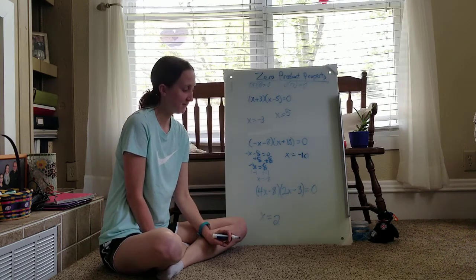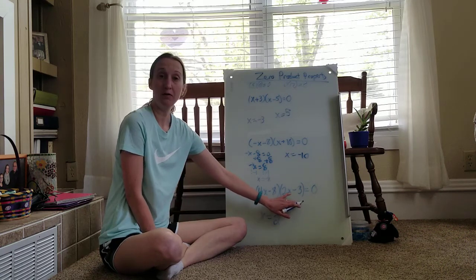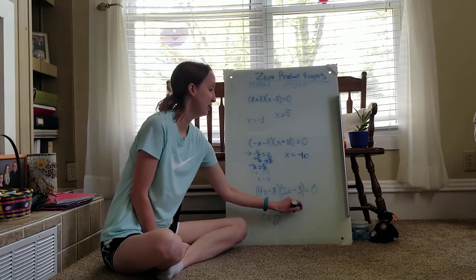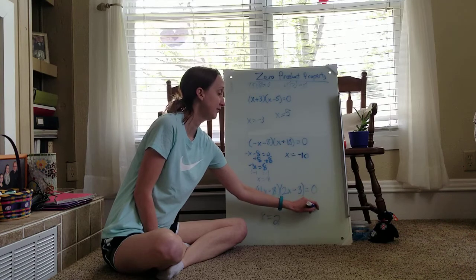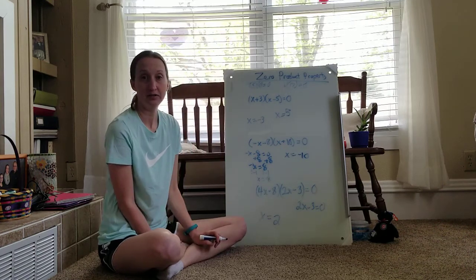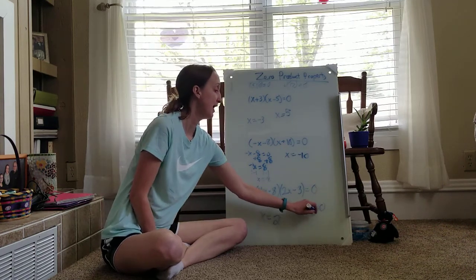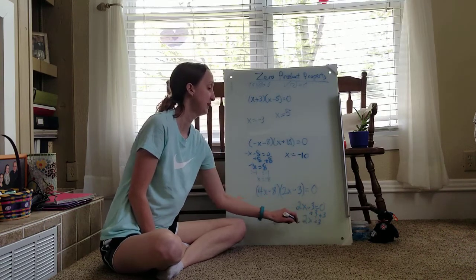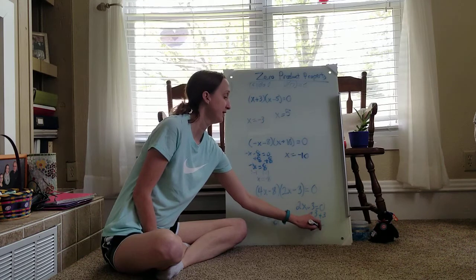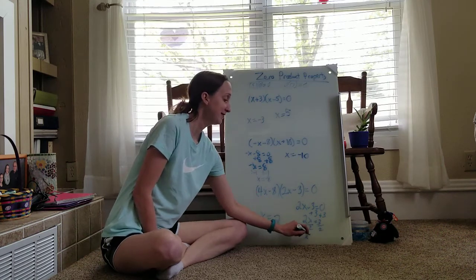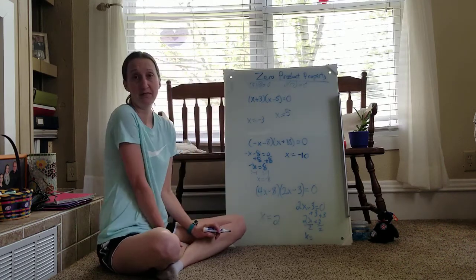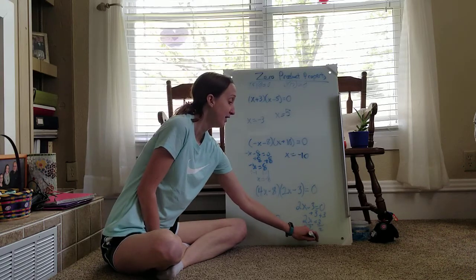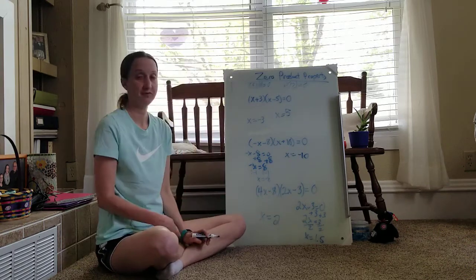2 times something take away 3 equals 0. So I'll do like what we did up here, where I write it out. 2x minus 3 equals 0, and solve that two-step problem. Add 3 on both sides. 2x equals 3. Divide by 2, divide by 2. I could keep my answer as 3 over 2, or I know 3 divided by 2 is 1.5 if I want it in decimal form.